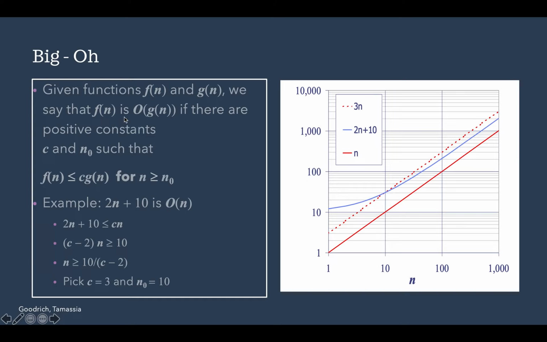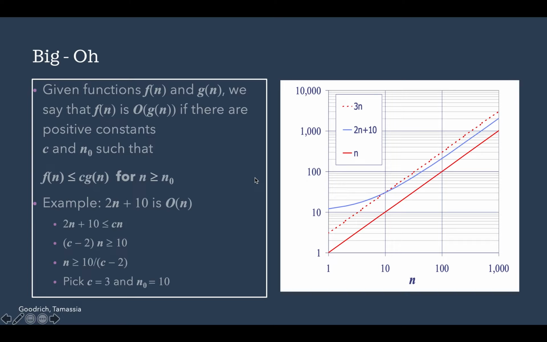We say that f of n is big O of g of n if there are positive constants c and n naught, such that this inequality, which is important, f of n is less than or equal to c into g of n, holds for all n greater than or equal to n naught. So this is the definition. You have two functions that you are comparing. If f of n is less than or equal to c into g of n, then I can say f of n is big O of g of n.